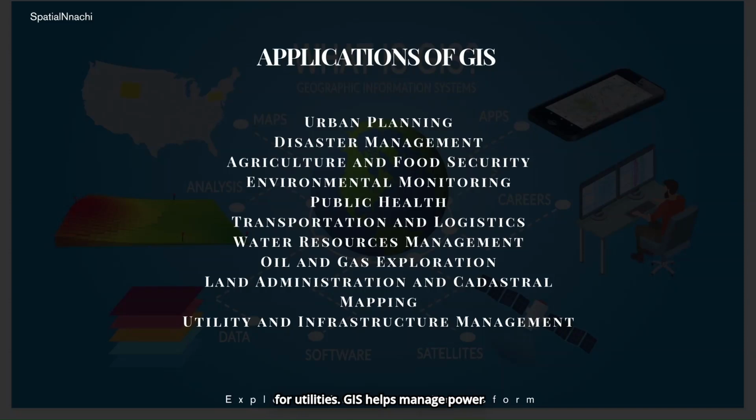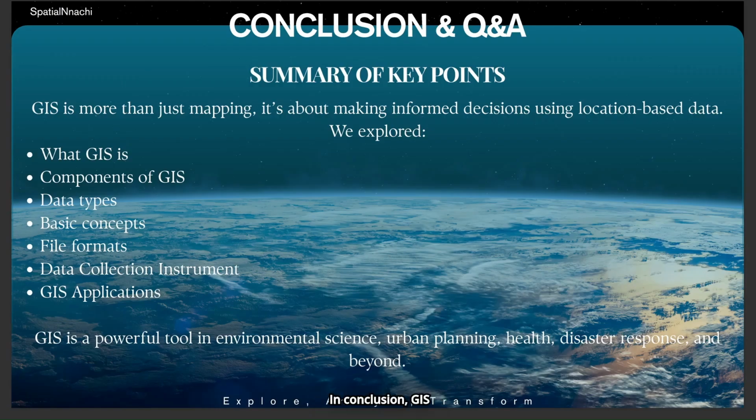And for utilities, GIS helps manage power lines, water systems, and telecom networks. From planning to protection, GIS supports smarter decisions everywhere. In conclusion, GIS is more than just creating maps. It's about using location-based data to make smarter, evidence-based decisions.